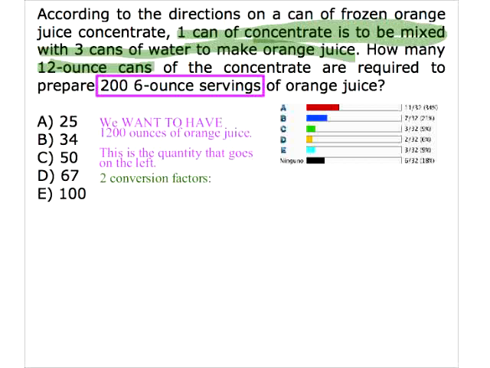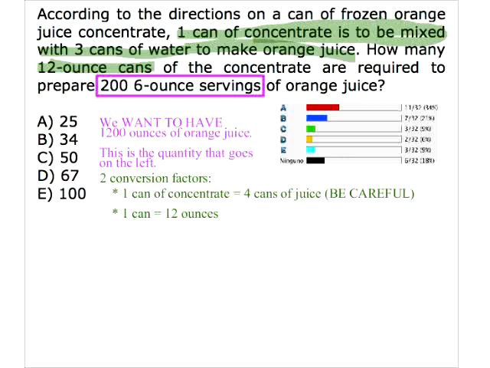Be careful. Because you're mixing 1 can of concentrate with 3 cans of water and you're producing juice, which means that you're producing 1 plus 3 cans of juice. You're making 4 cans of juice. So that's one conversion factor. If you got B, that means you thought that was 3 to 1, which it's not. So if you got B, then you did the math right, but you didn't read the problem carefully enough. The other conversion factor is that 1 can of anything is 12 ounces. So once we figure these things out, we can set the problem up.